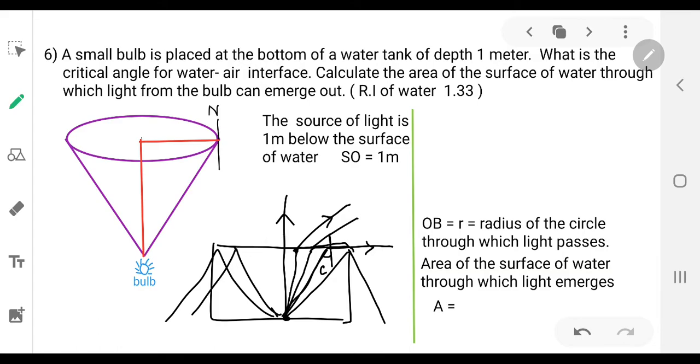Only light incident at angles lesser than the critical angle comes out of the water surface. So here is the circular area formed by that refracted light. Apart from that area, light is reflected; there is total internal reflection of light. So we have to find the area of the water surface through which light is emerging.